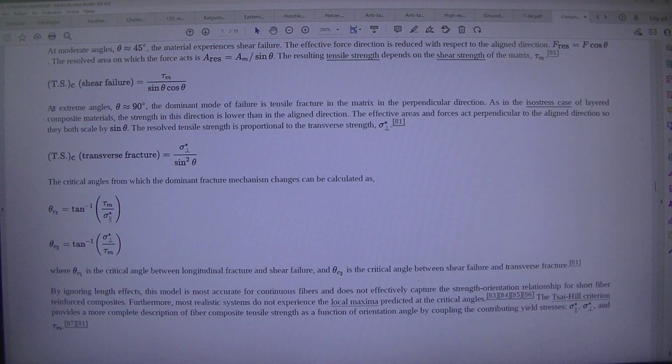By ignoring length effects, this model is most accurate for continuous fibers and does not effectively capture the strength orientation relationship for short fiber reinforced composites. Furthermore, most realistic systems do not experience the local maxima predicted at the critical angles. The Tsai-Hill criterion provides a more complete description of fiber composite tensile strength as a function of orientation angle by coupling the contributing yield stresses, and.